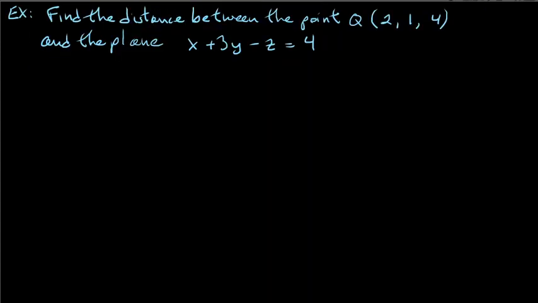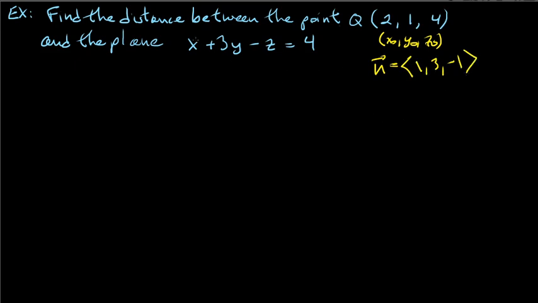Okay, find the distance between the point Q with coordinates 2, 1, 4 and the plane x plus 3y minus z equals 4. The first thing to note is that we're given x0, y0, z0. That's just 2, 1, 4. And we're given a, b, and c. Those will be the components of a normal vector to the plane. It's just 1, 3, negative 1.